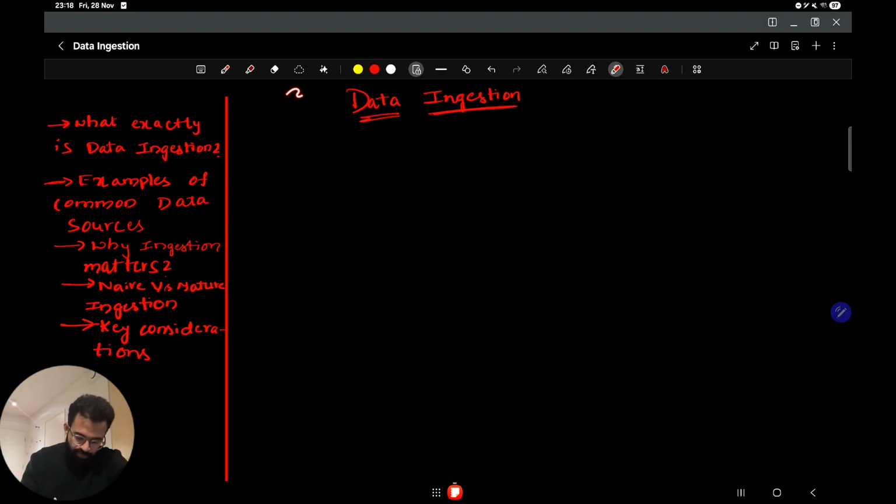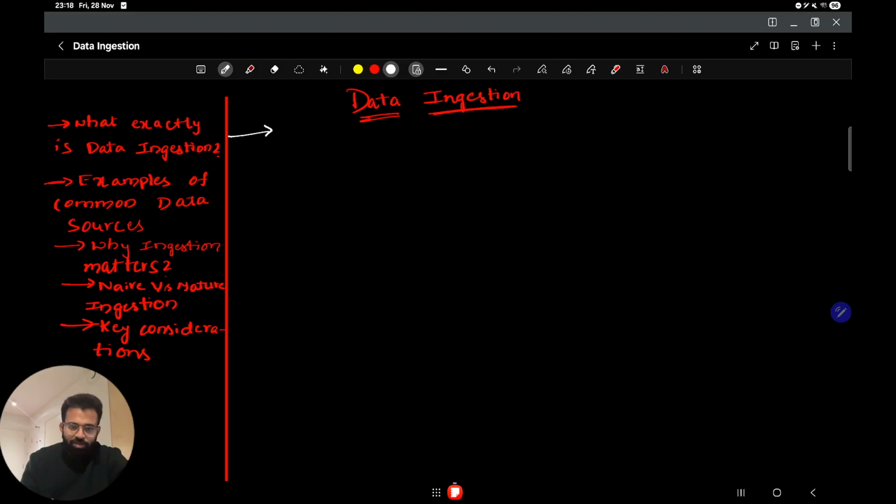Let's start with the first one, which is what exactly data ingestion is. If I have to give a textbook definition, it is basically the process of collecting the data from one or more source systems and then moving it into the data platform for storage or processing and analysis.